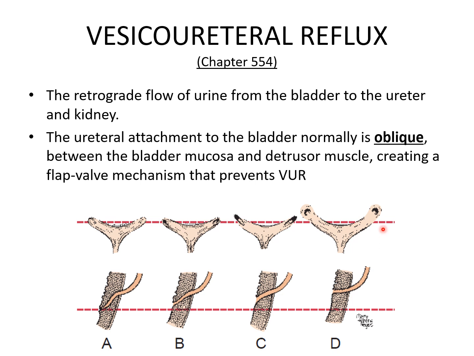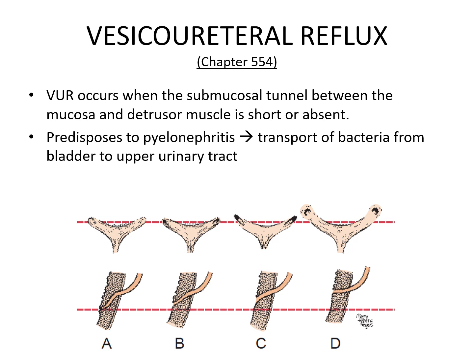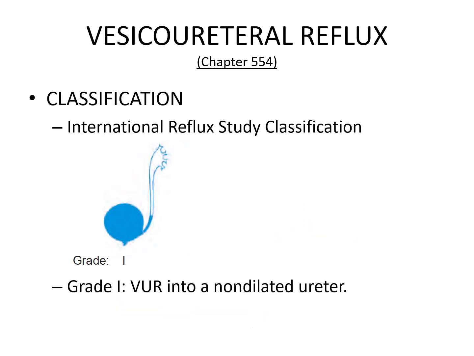So that is vesicoureteral reflux. VUR, or vesicoureteral reflux, occurs when the submucosal tunnel between the mucosa and the trochoid muscle is short or absent. So it predisposes to infection of the urinary tract or pyelonephritis, because it will transport bacteria from the bladder to the upper urinary tract.